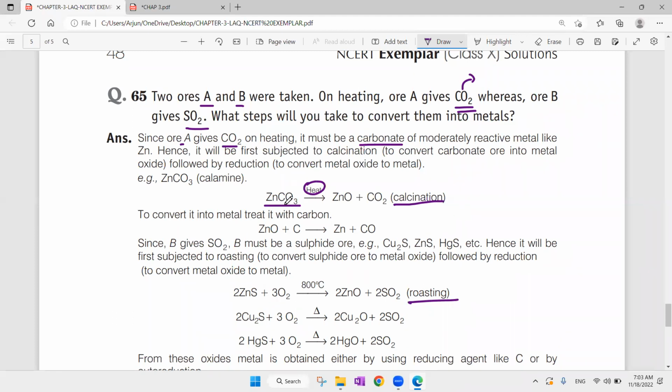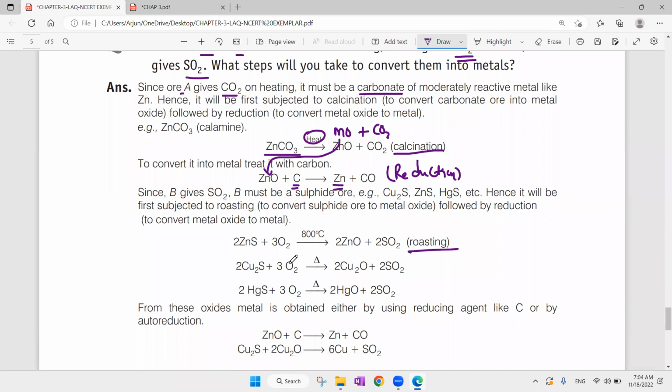We have to heat in the absence of oxygen, so that we are going to get metal oxide and carbon dioxide. Then again we have to take that metal oxide and heat in presence of carbon, so that we go with the reduction process. That also you write. This is the reduction process where we can get metal. If it is a sulfide ore, take metal sulfide and heat in presence of oxygen, we are going to get metal oxide plus sulfur dioxide gas. That process is known as roasting.